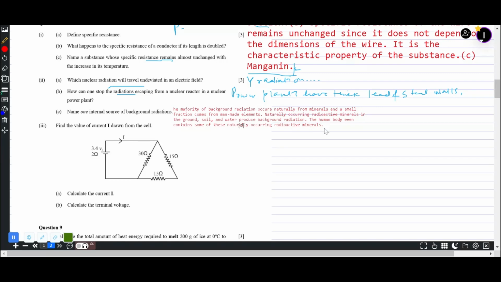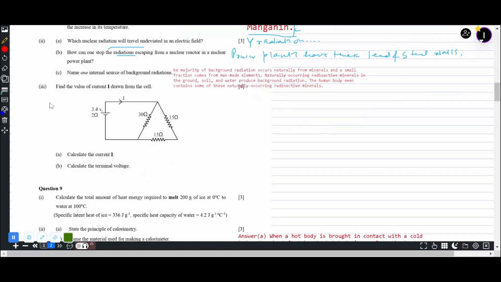I don't know, this got smaller, but I hope you can read it or you could record what I said. Now we have a numerical here. I love numericals. So question number 8, part 3. Find the value of current I drawn from the cell. You see that current flows from the positive terminal of the battery in this direction, and then it goes into this resistor, and comes to this point. These two resistors look to be parallel, but they're actually in series, because the same current comes through here too.